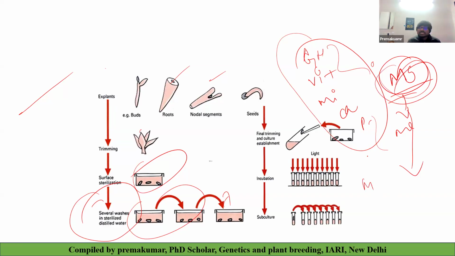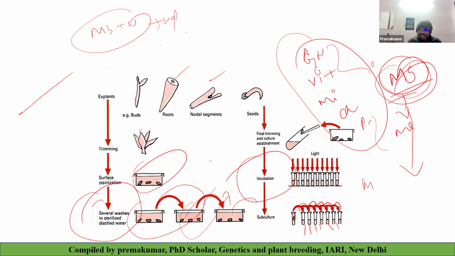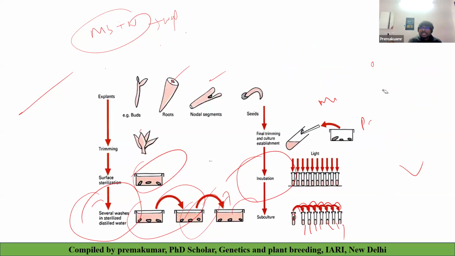The MS media will come. You just use MS media plus water, you make up the volume and prepare the plates, put your explant and keep it in an incubation chamber. Then after that you have to subculture, means you take some part into different test tubes, you multiply by subculturing. Then you have to screen and grow the entire plant.